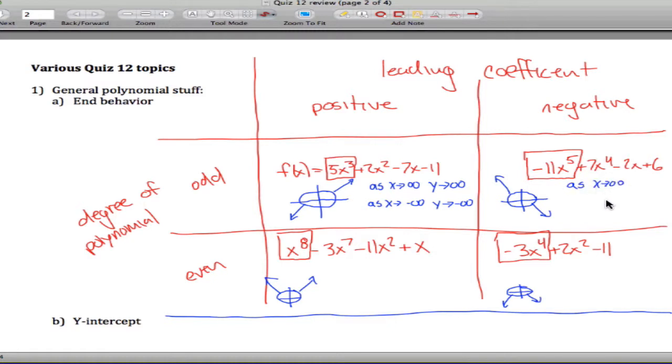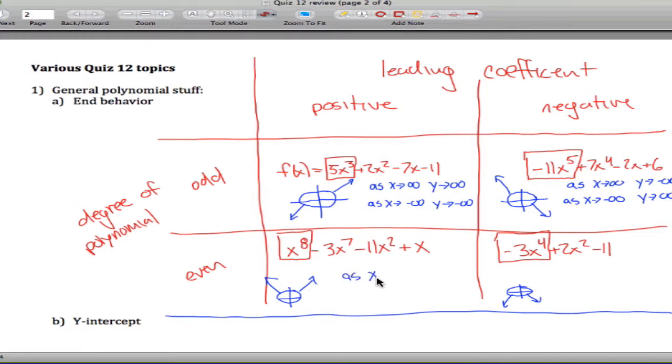As x goes to infinity, that's saying when I go to the right, it's supposed to be an infinity sign. Looks like I go down in this case when I go to the right. So y would go to negative infinity. And as x goes to negative infinity, in other words, when I go to the left, looks like I'm going up. So y goes to positive infinity.